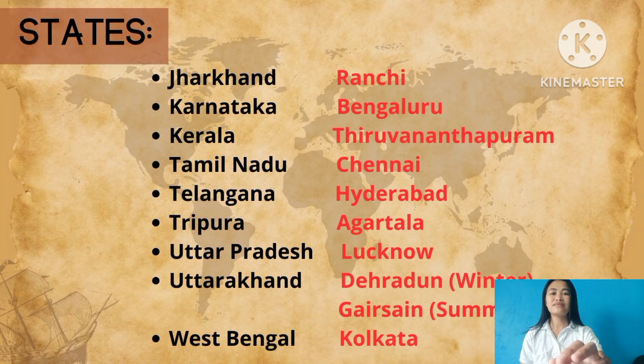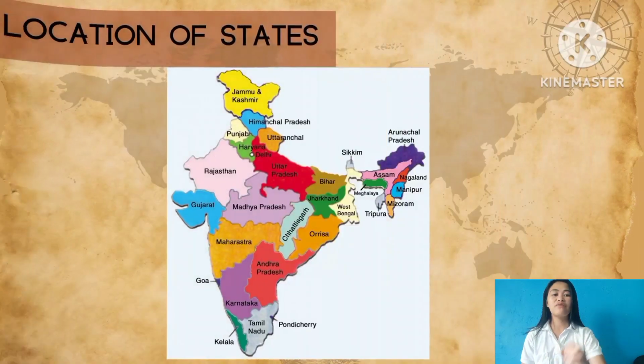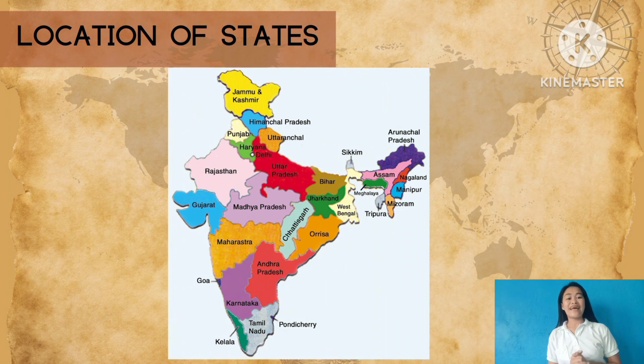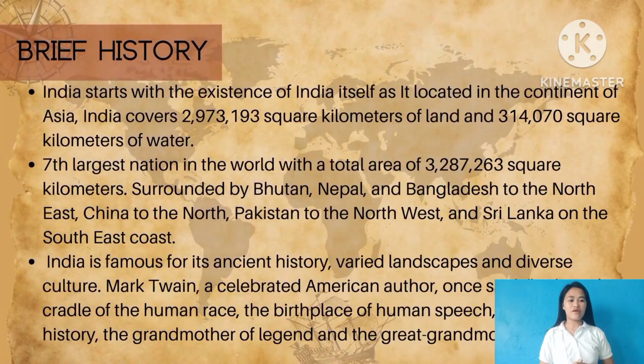So the next slide is the locations of the states. You can see where the states of India are located. They are in the pictures. So the next slide is the brief history of India.